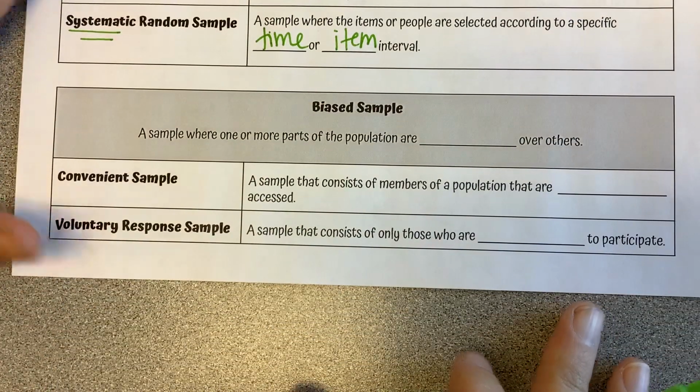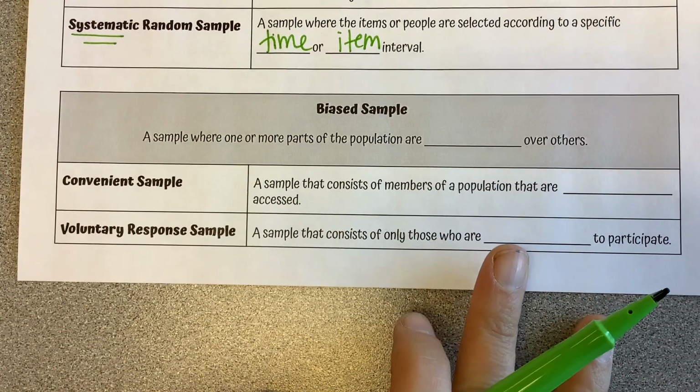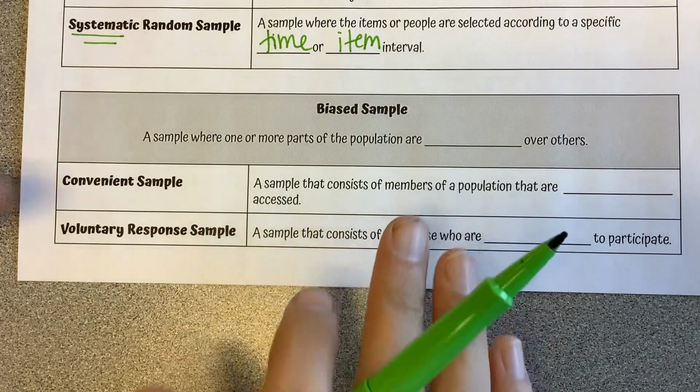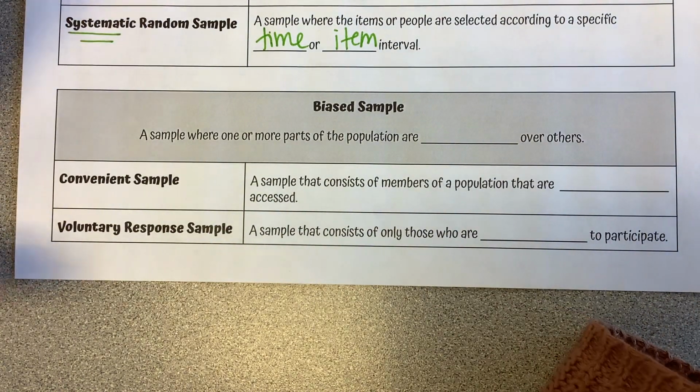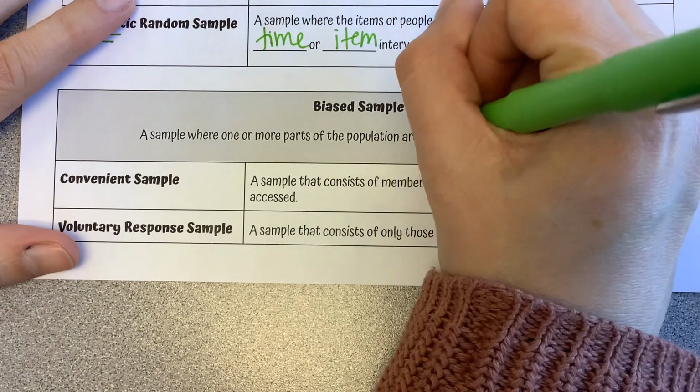Then we have biased samples. These aren't going to be accurate representations of the population. A biased sample is a sample where one or more parts of the population are favored over others.